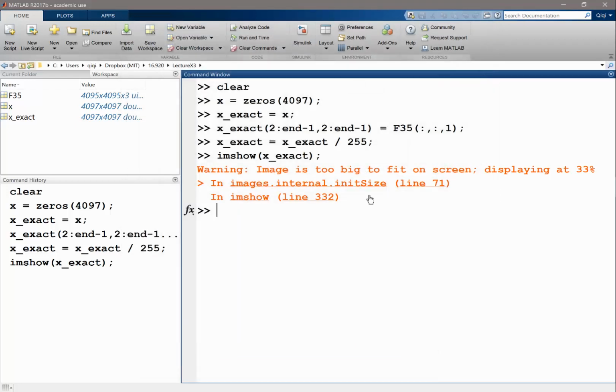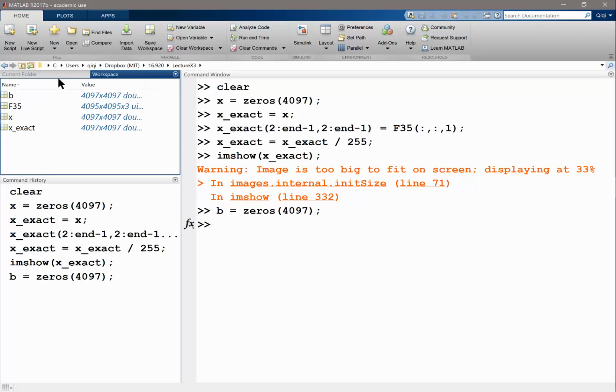Now let's think, we want this to be an exact solution of a Poisson's equation. What is the right-hand side? Well, the Poisson's equation is the Laplacian of x is equal to b, right? So of course the right-hand side should be the Laplacian of x. So let's construct the right-hand side as the Laplacian of x. So b is going to be the same sized array, while the boundaries will not be used. We'll just use the interior.